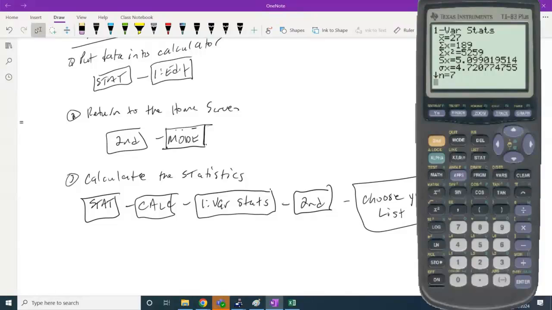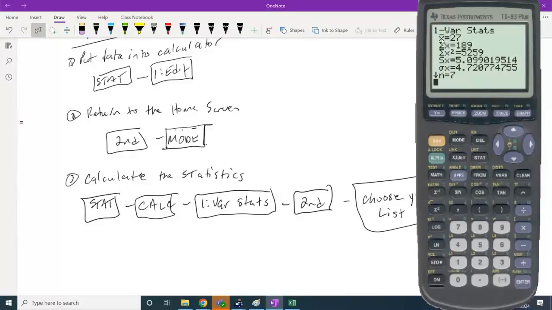All right. So is everybody kind of seeing what I'm seeing? So let me explain this one variable statistic output. Notice you do have this little down arrow. That means there's some more output, so I'm going to hit the down arrow eventually.